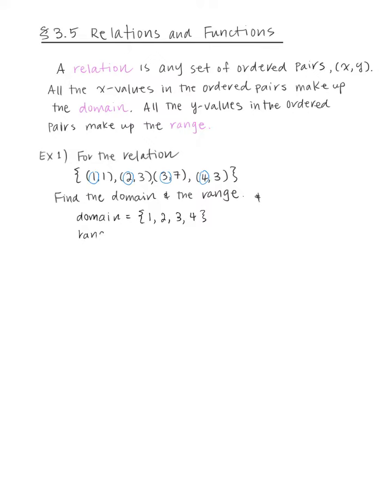Now the range is nothing but the y values in the relation. So here our y values are 1, 3, 7, and 3. Notice that you have two 3s, but in this case just pick one of the 3s. So the range is {1, 3, 7}. I know that you still want to write another 3, right? But that's already been taken care of. So do not repeat those values. So this is our answer.